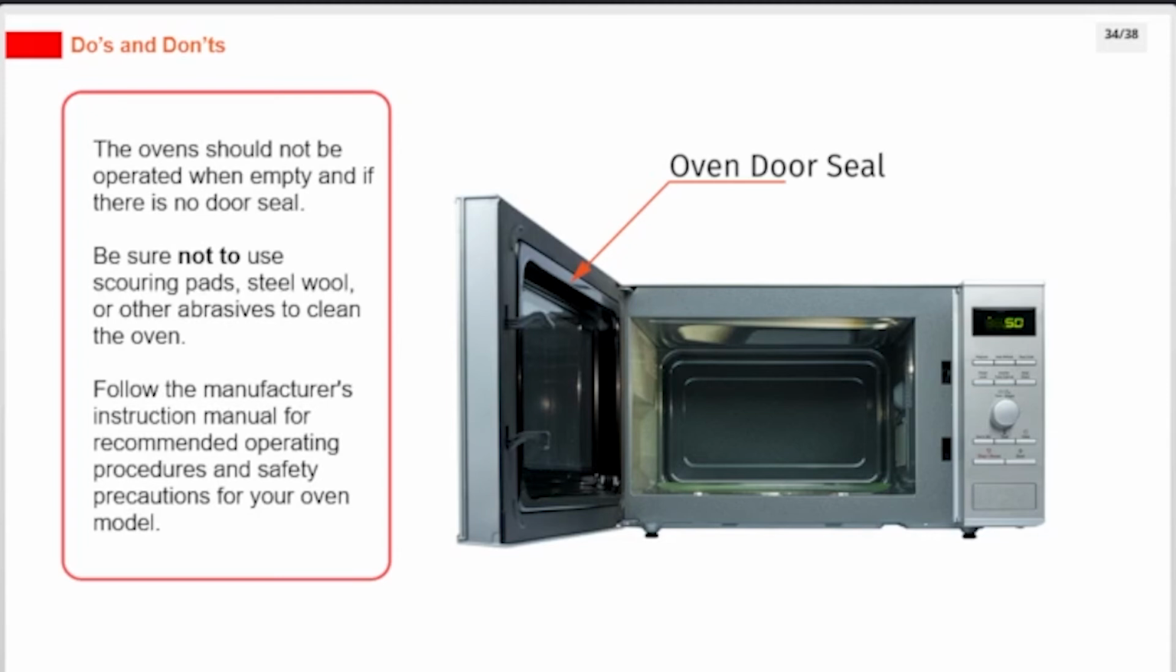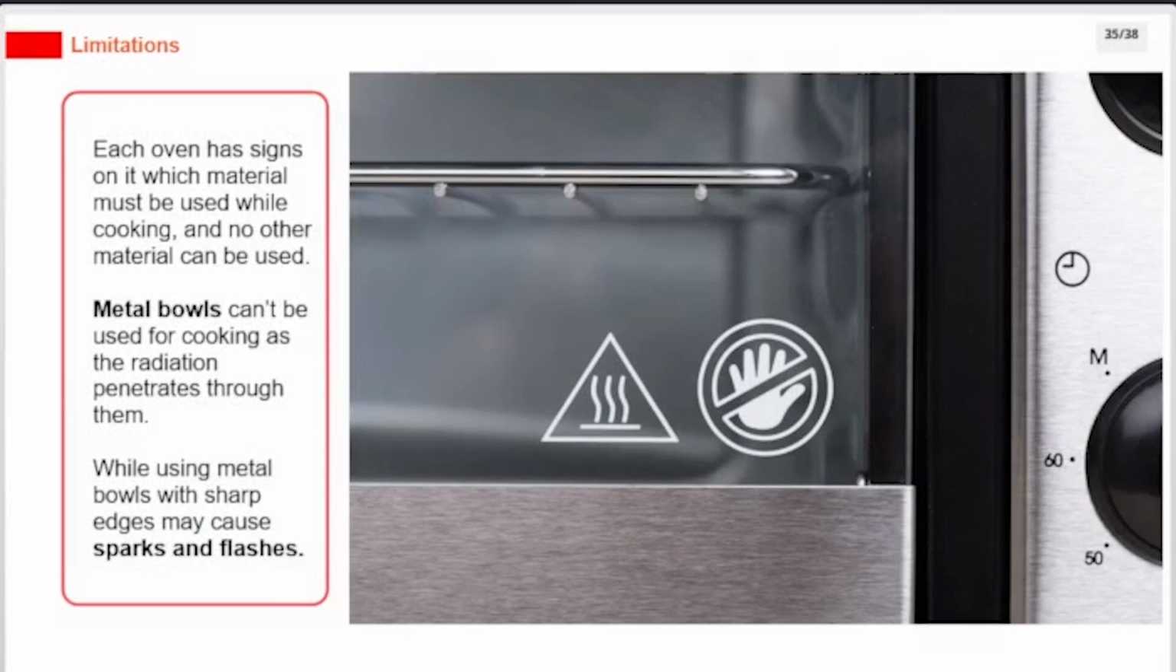Follow the manufacturer's instruction manual for recommended operating procedures and safety precautions for your oven model. Each oven has signs on it which indicate which material must be used while cooking, and no other material can be used. Metal bowls can't be used for cooking as the radiation penetrates through them, while using metal bowls with sharp edges may cause sparks and flashes.